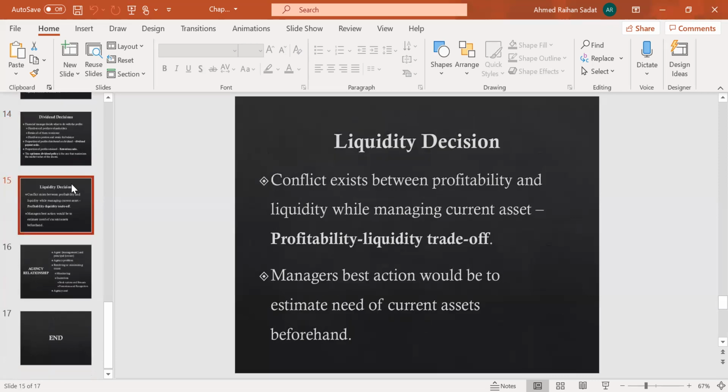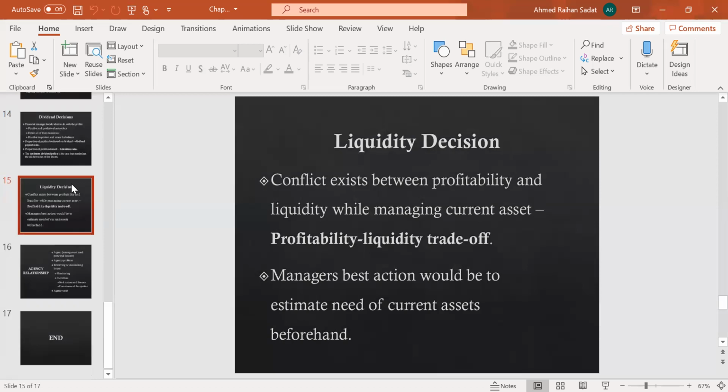Liquidity decision, that's a very important understanding. What do we mean by the profitability-liquidity trade-off? It's a common understanding. You really need to know what this means. Profitability and liquidity trade-off is a phrase that institutions commonly use.